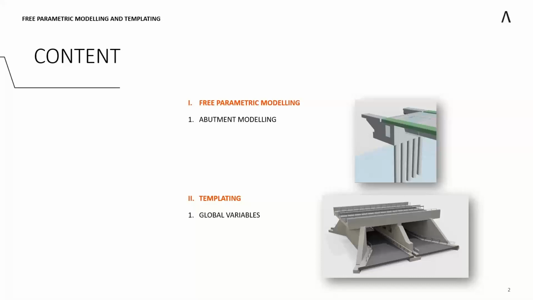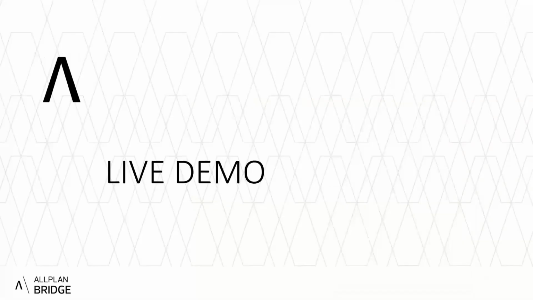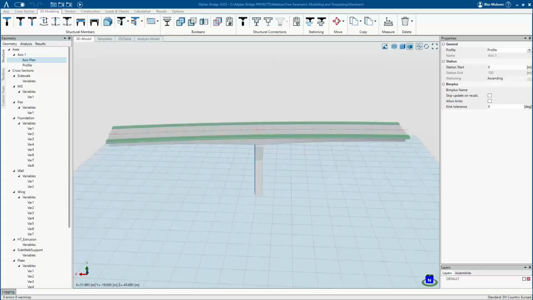And in the second part, we will see how we can prepare our project, which is, for example, modeled with the free parametric modeling method, with the help of global variables, to be able to use it as a template for our further projects. Now let's go to the product and take a look.